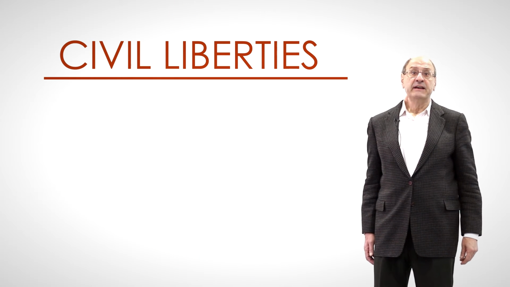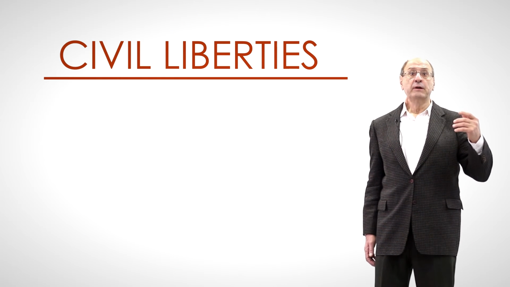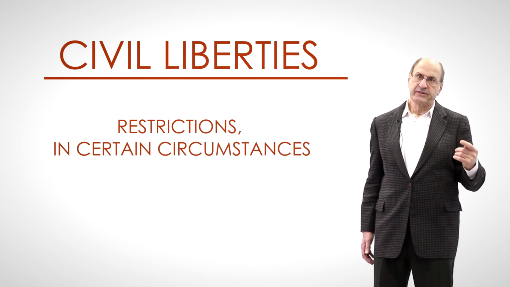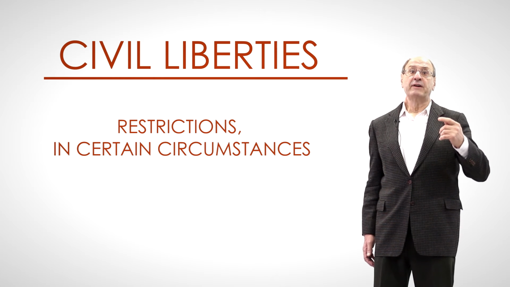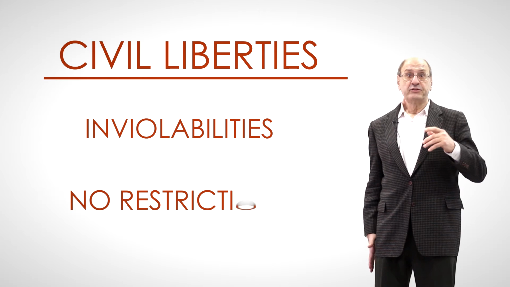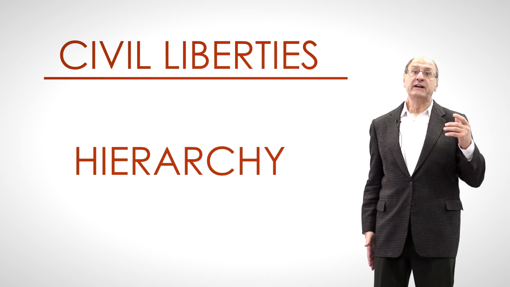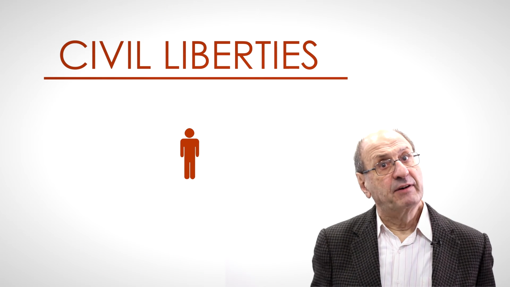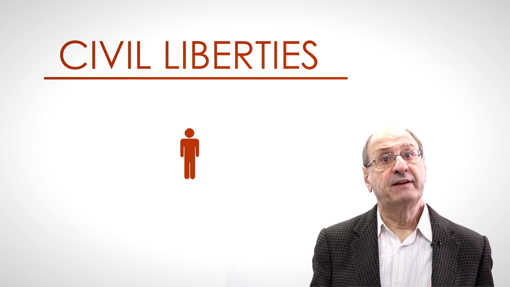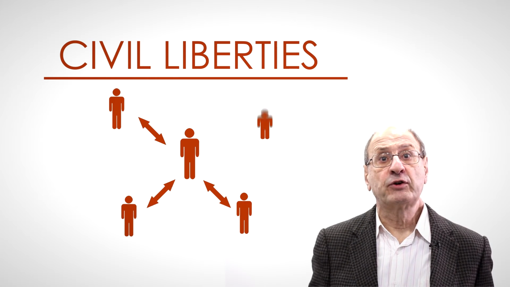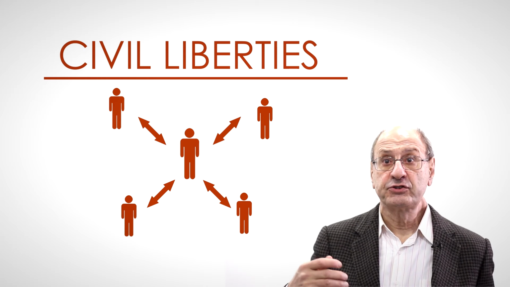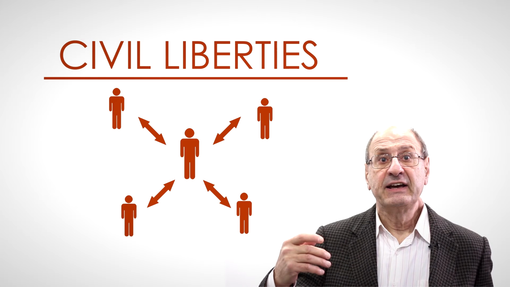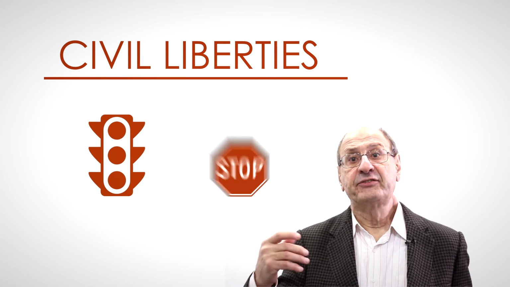As we will see in a future class, all civil liberties may be legitimately subject to restrictions in certain circumstances. This is not the case with most inviolabilities. Such difference does not mean that inviolabilities are of a higher hierarchy than civil liberties. It is just that, unlike inviolabilities, the exercise of civil liberties presupposes a lot of social interactions. Such interactions must necessarily be regulated, much as the intense traffic in a city requires red lights and traffic rules.